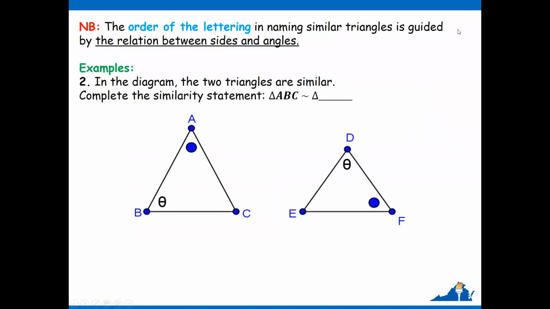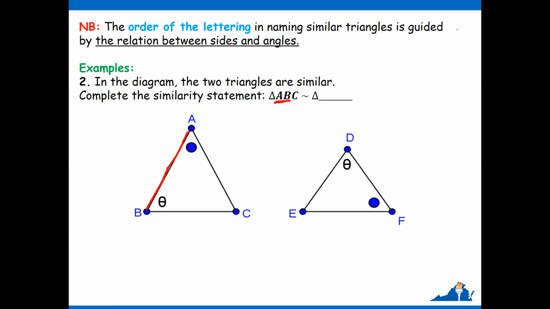Now, as example number 2, in the diagram, the two triangles are similar. Complete the similarity statement. Triangle ABC is similar to what triangle? What I simply have to do is identify the side AB, and what side corresponds to AB. Let me mark my AB in red so that I do the same.